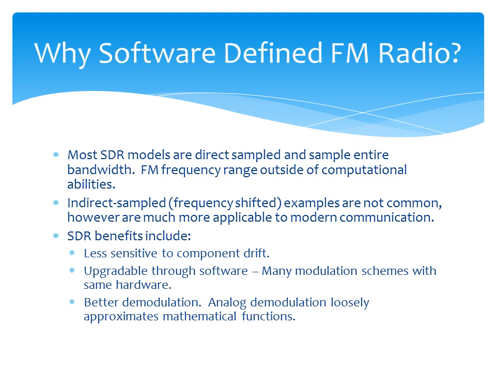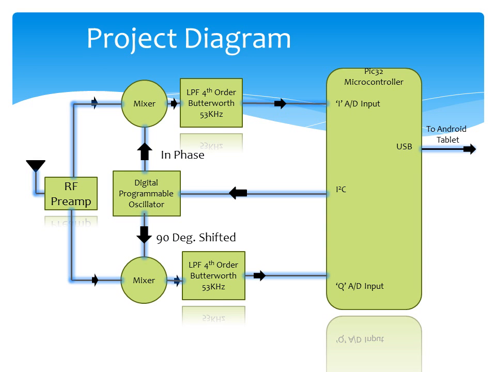Now, with our specific project, we decided to demodulate FM radio since there doesn't seem to be an abundance of FM software radios out there. And the specific choice we took is to use the indirect sampled version as opposed to the direct sampled, because with the direct sampled, bandwidth really becomes an issue and you need much more expensive hardware, especially in the FM frequency range of 100 megahertz or so.